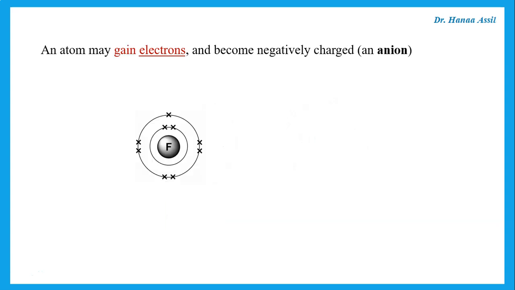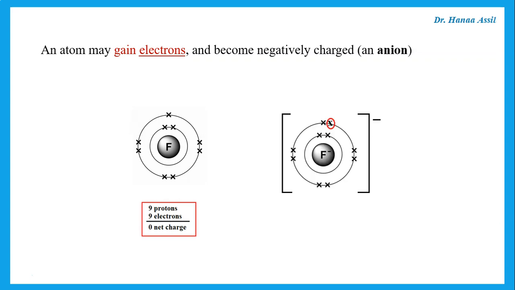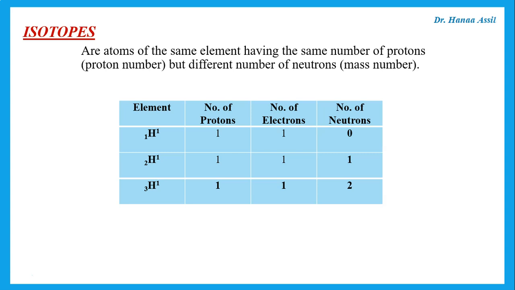Now, some atoms may gain electrons. Something in group 7, for example fluorine, has an equal number of protons and electrons, but it has 7 electrons in its outermost shell. So it needs to gain 1 to have a full outer shell. When it gains 1 electron, it now has an extra negative charge, so we need to put a negative charge on it, and this becomes what we call an anion.